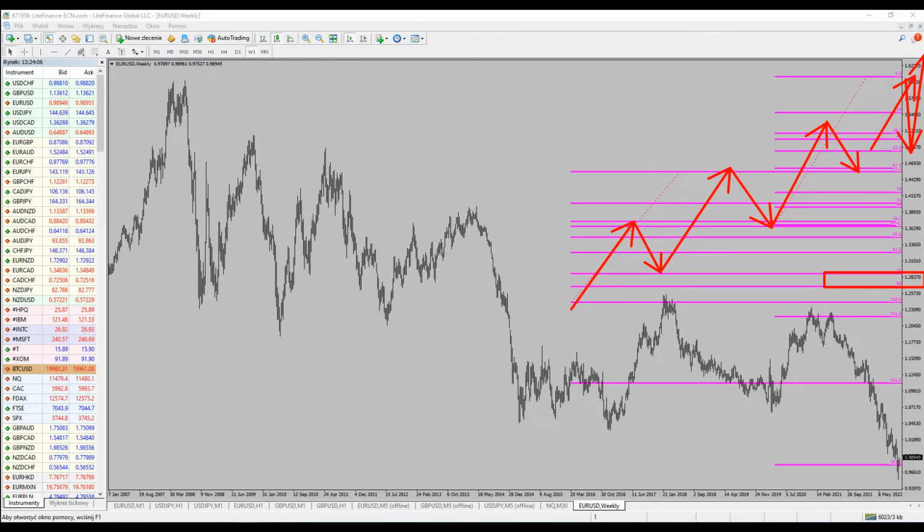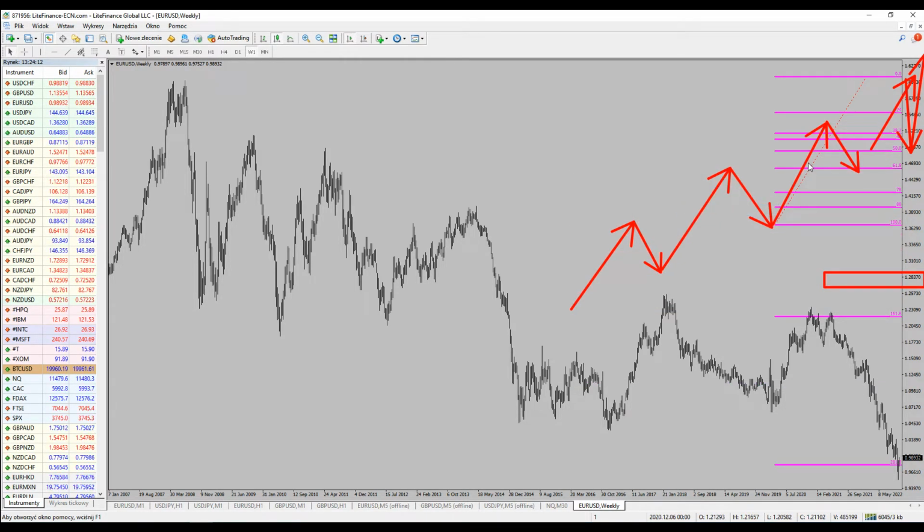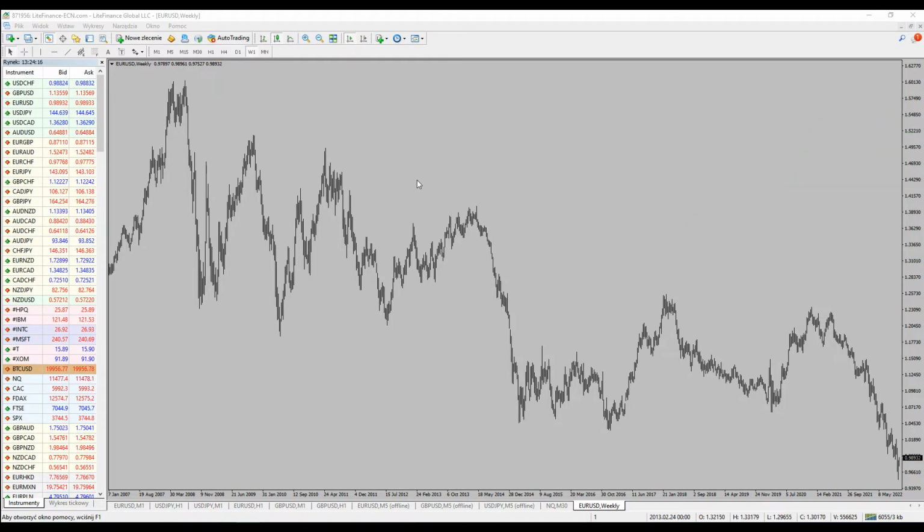So guys, basically you are trading the most liquid pairs. That's what you want to trade, the most liquid pairs. So majors are the best. There is liquidity, and theoretically it should work well.